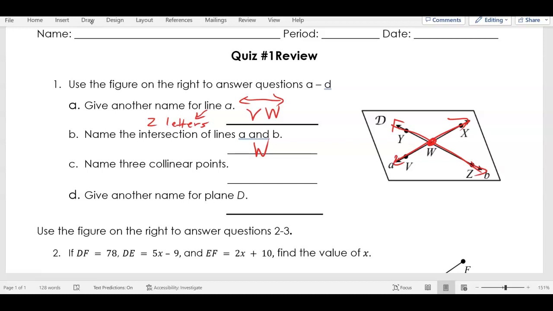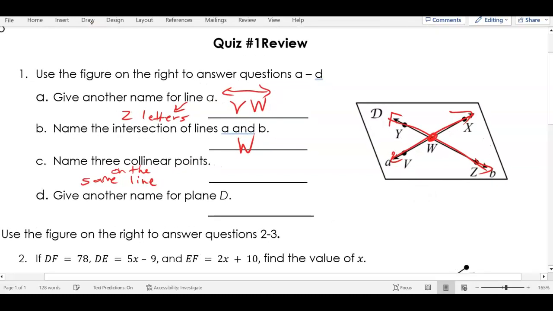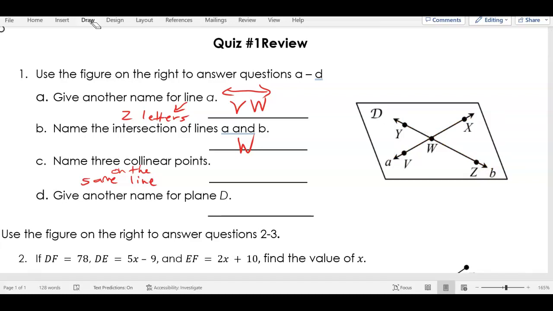And then letter C, name three collinear points. Okay. Collinear is on the same line, right? So what are 3 points that are on the same line? Remember, points have dots, okay? So the three that are in a row here could be like Y, W, Z. We'll put commas between them because those are three different points. So that's collinear, in a straight line, okay?